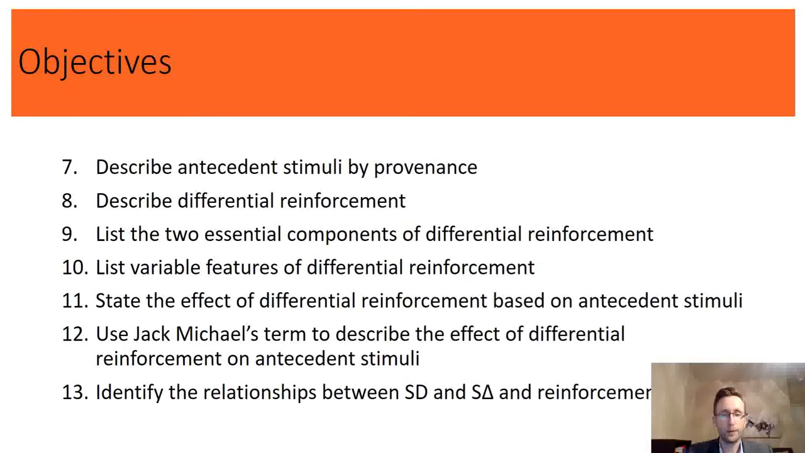This is video part 2, and here are the objectives. Describe antecedent stimuli by provenance. Describe differential reinforcement. List the two essential components of differential reinforcement. You'll be able to list variable features of differential reinforcement. State the effect of differential reinforcement based on antecedent stimuli. Use Jack Michael's terms to describe the effects of differential reinforcement on antecedent stimuli. And identify the relationships between SD and S delta and reinforcement.